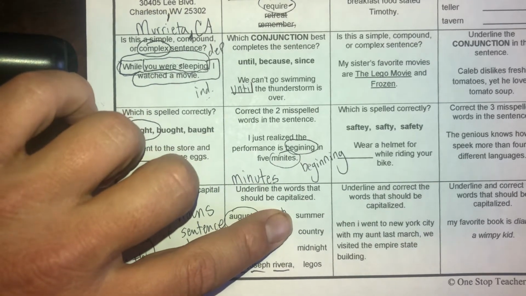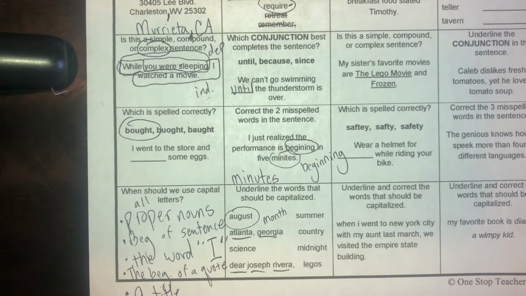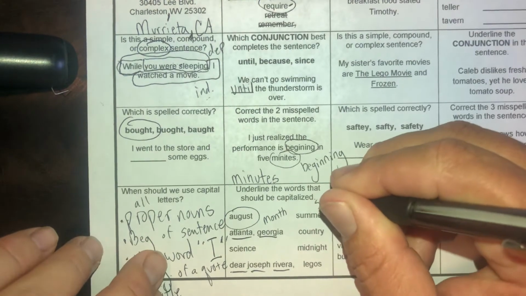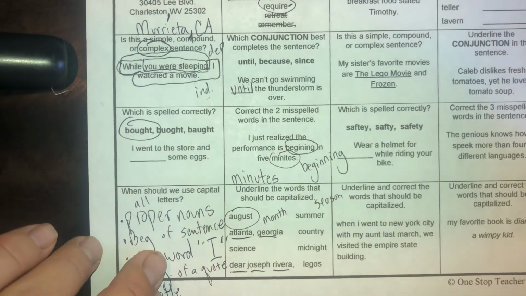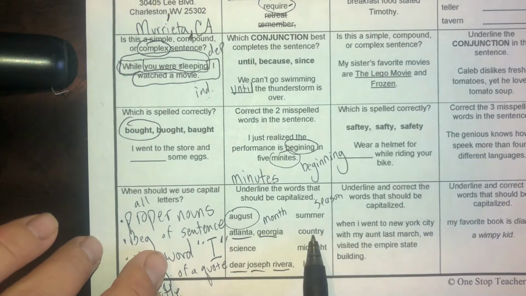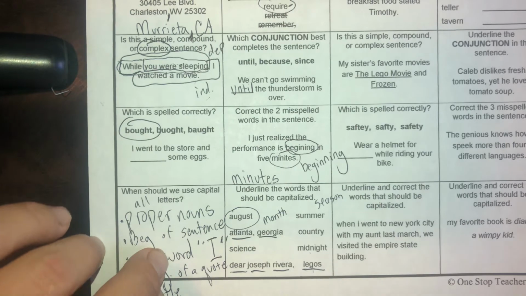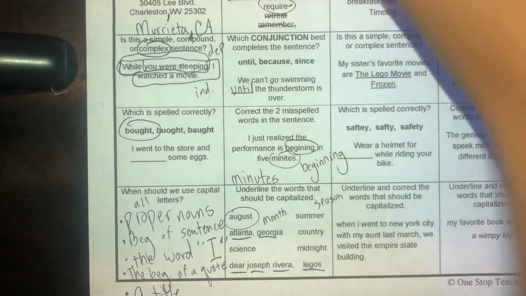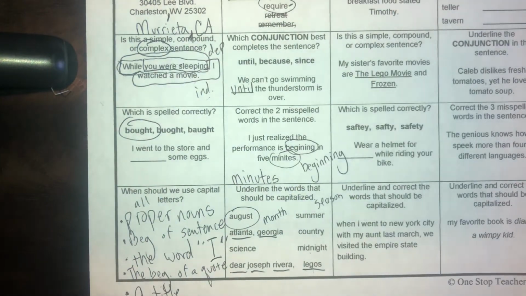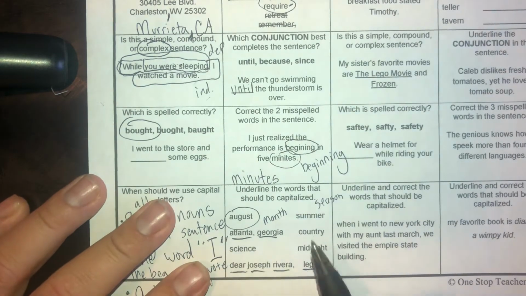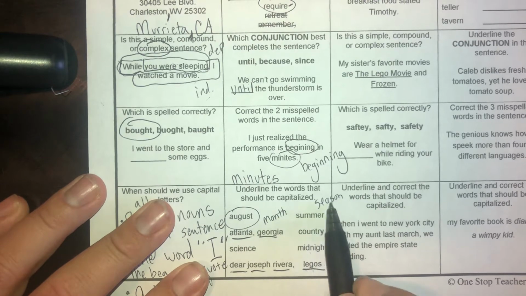Summer, I don't think summer should be capitalized, even though that is a specific season. You know, I'm not sure about this one. Country, no. Midnight, no. Legos, yes, because that is a specific company. I guess I could look at, oh, let me check the answer key. Summer, no. They do not have summer capitalized. But I think summer sometimes can be capitalized depending on the context, because it's a specific season.